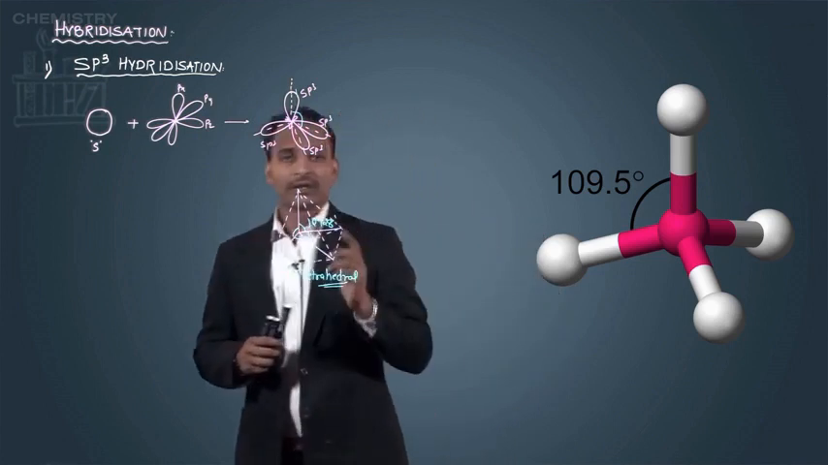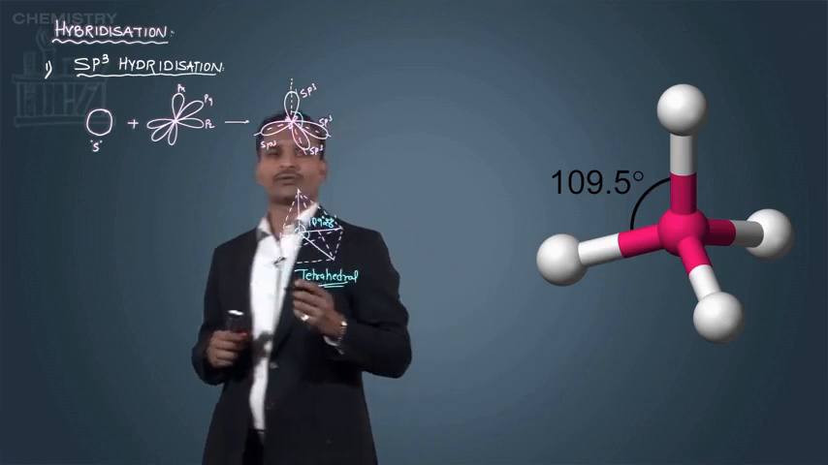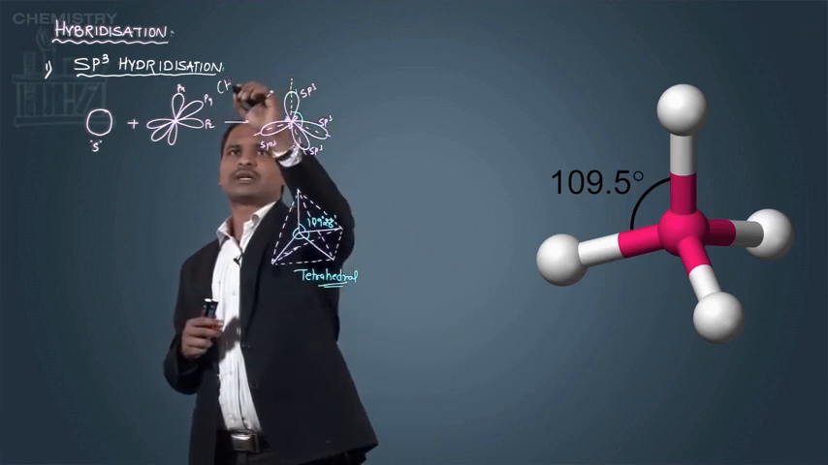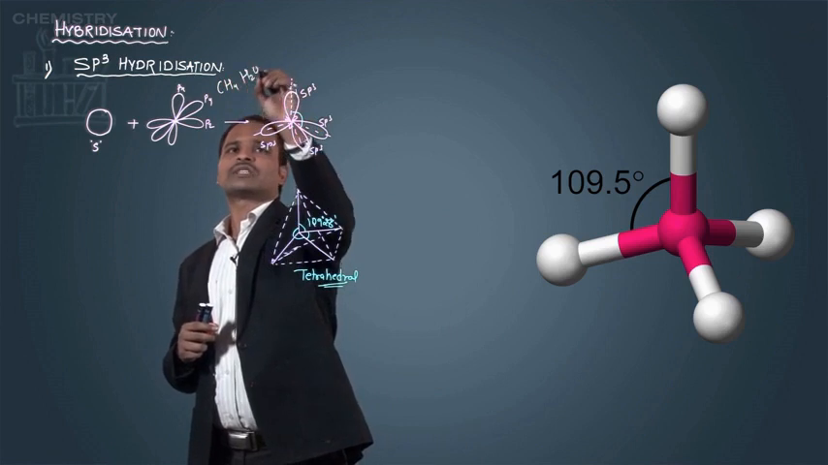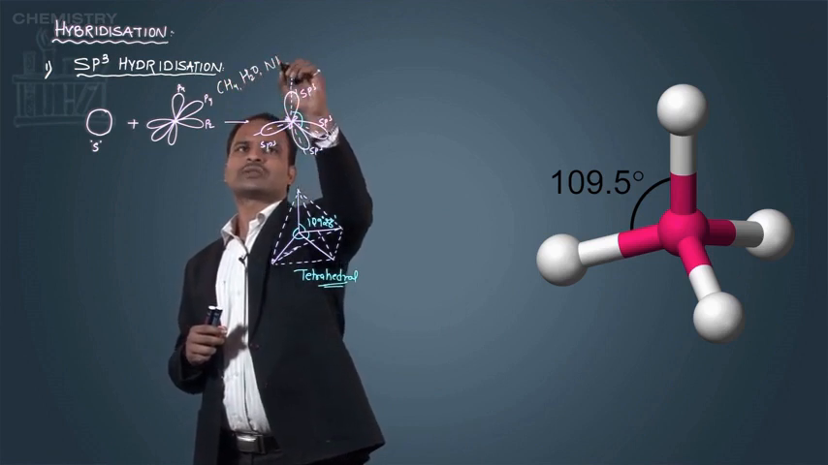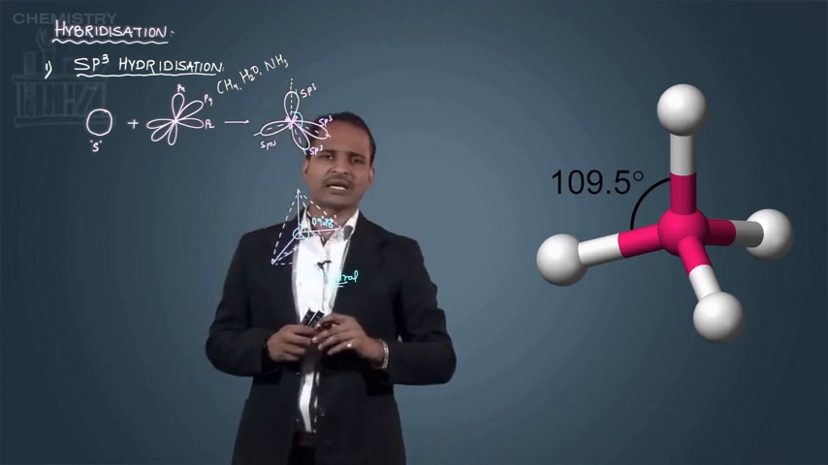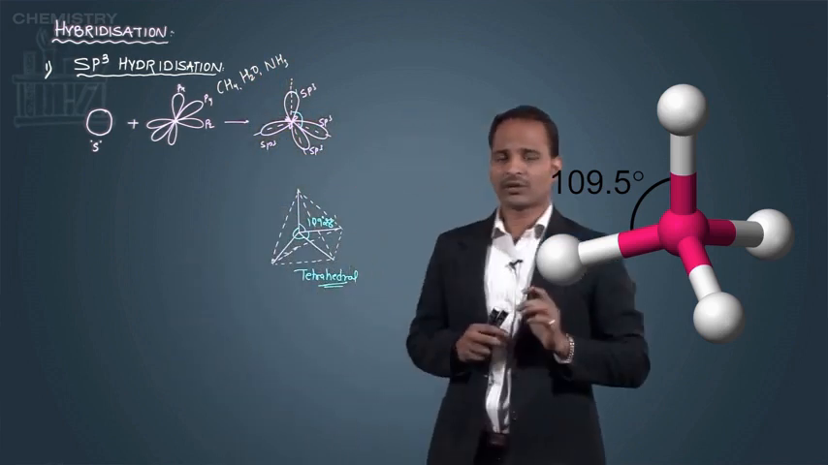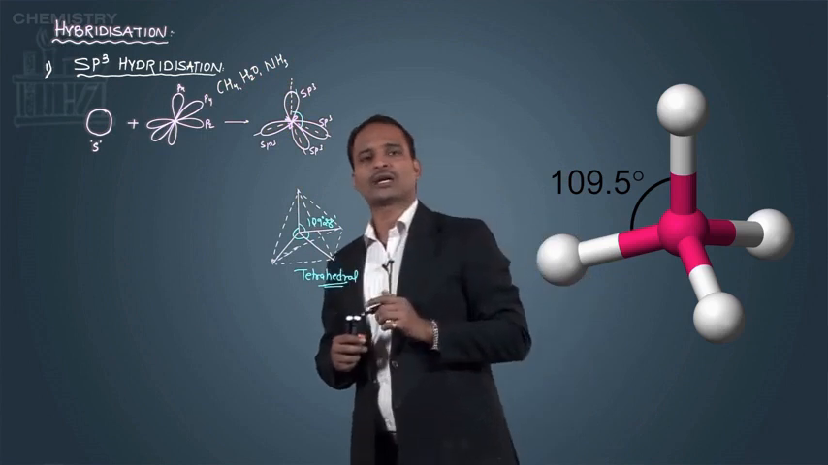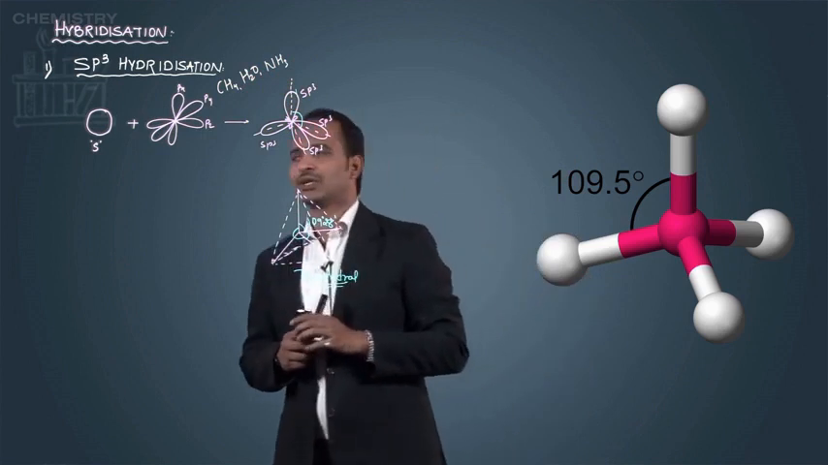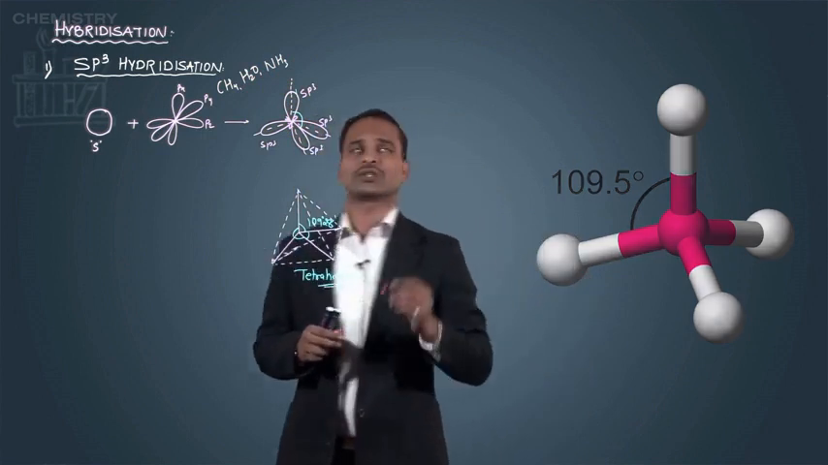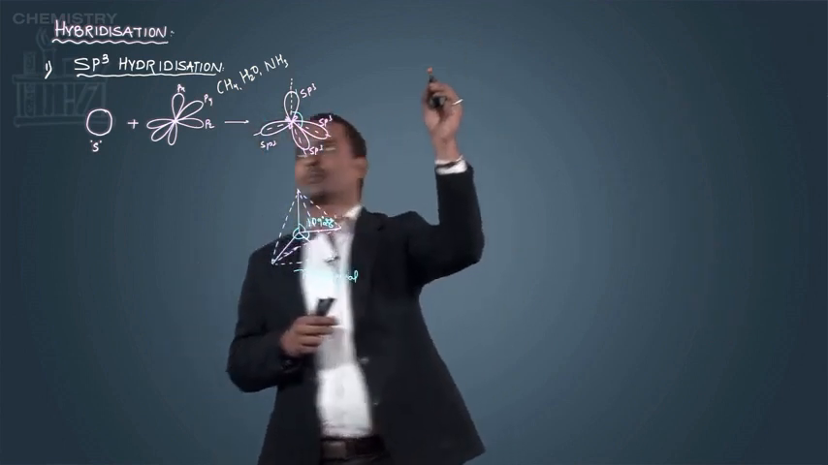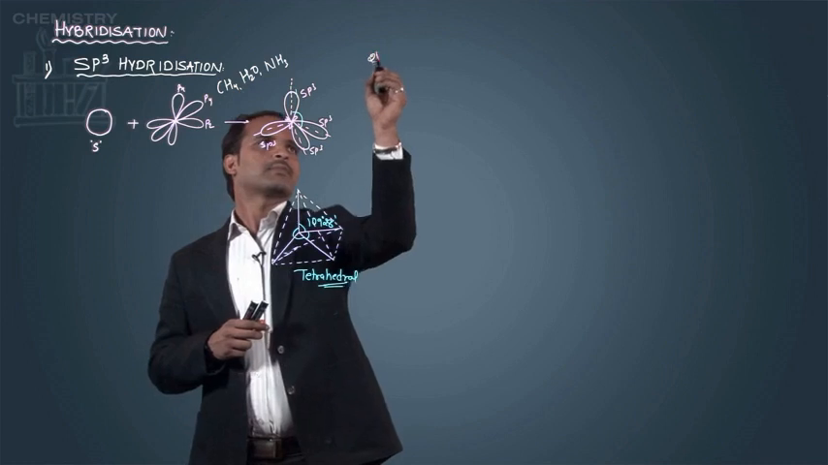Some examples of sp3 hybridization: methane undergoes sp3 hybridization, water undergoes sp3 hybridization, ammonia undergoes sp3 hybridization, and in all alkanes, all the carbon atoms which form single bonds, that is all 4 single bonds, undergo sp3 hybridization. After sp3 hybridization, the next is sp2 hybridization, the second one.